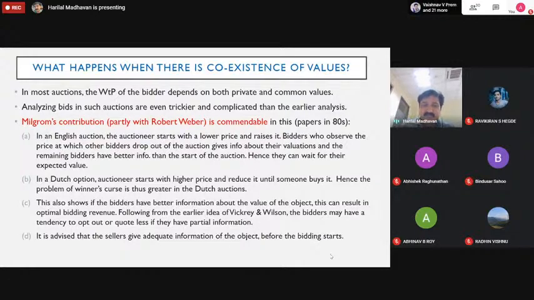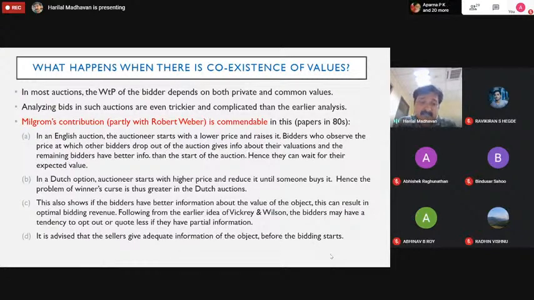So in the English auction, because you start from the lowest to highest, it is possible that you can understand the general valuation of people, the bidders, and you can actually look for or wait for your own expected value. Then you don't really overestimate it. You can see what is the general understanding about the value of that product, right?